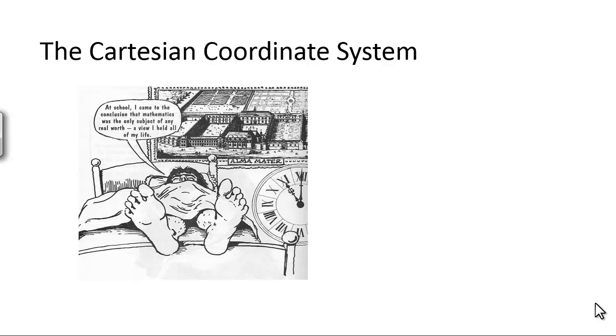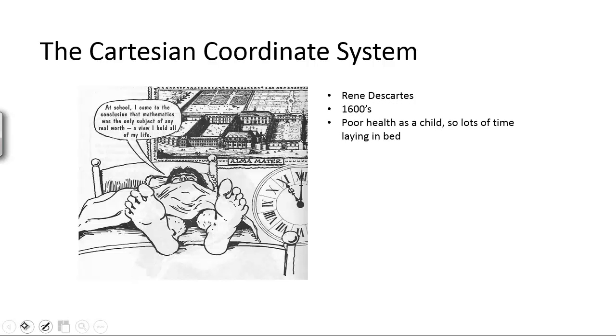This lesson looks at the Cartesian coordinate system, otherwise called the system of coordinates. Pictured here, we've got Rene Descartes. He lived in the 1600s and had really poor health as a child. Lots of time laying in bed, as you see in the picture.